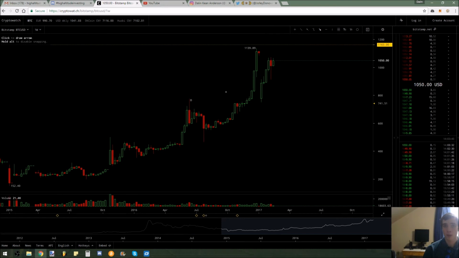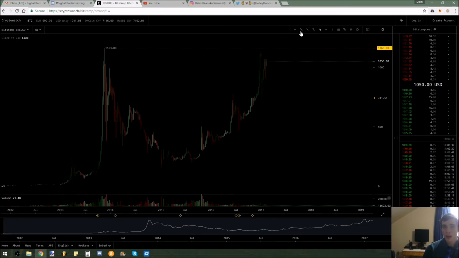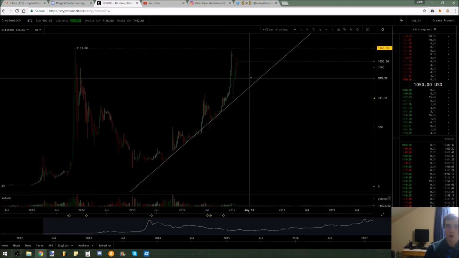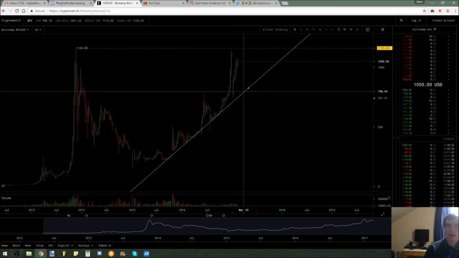Now, there's multiple types of support and resistance, though. I'll show you just a couple others here. There is trending support too. So if I draw a line right here, as you can see, this is a trending support area. It doesn't want to go below this trend. So that's trending support. Now, this is trending resistance right here.